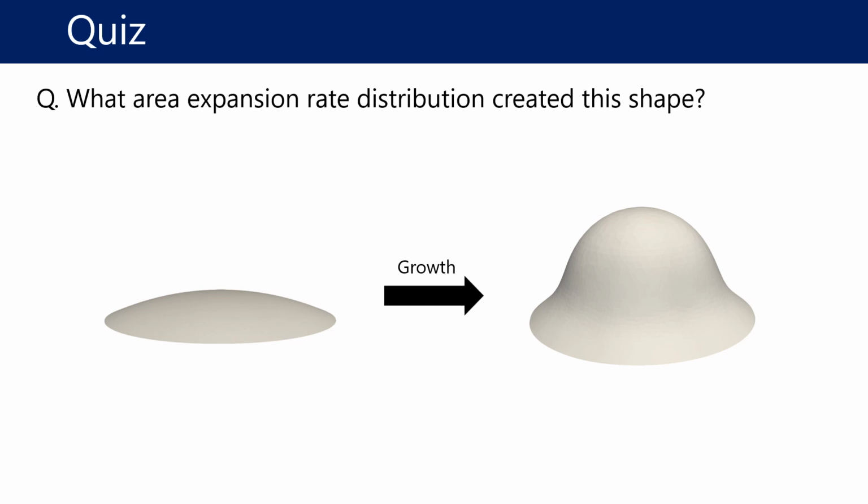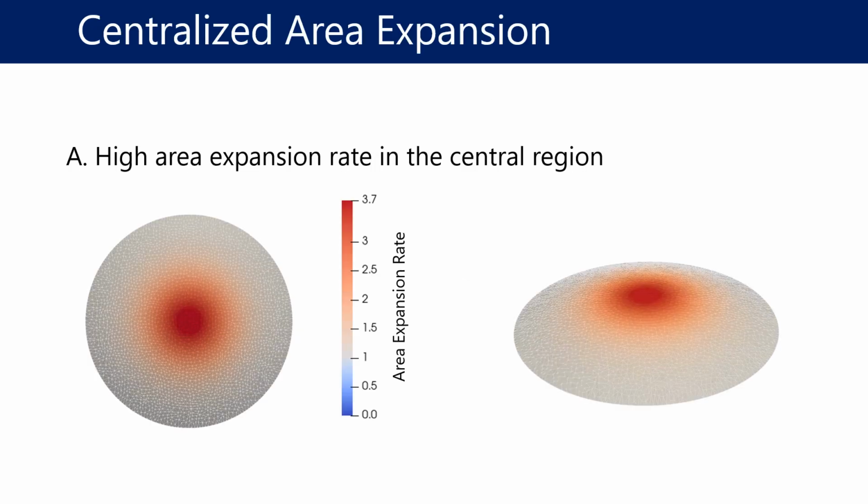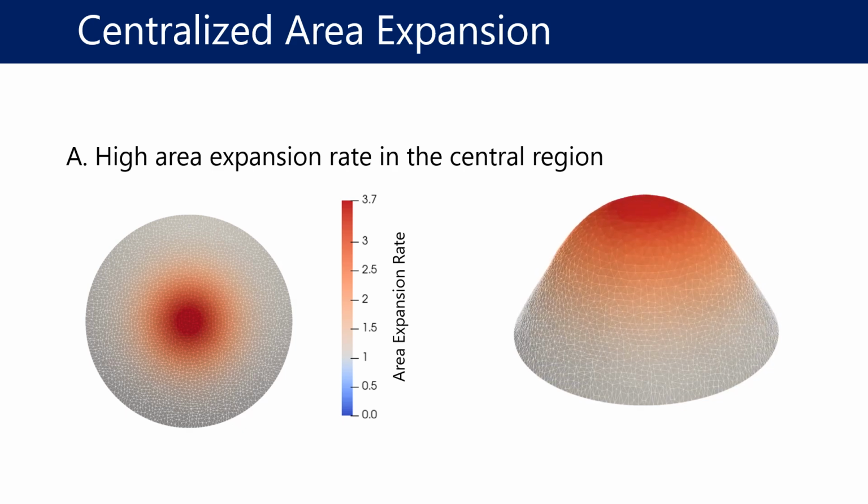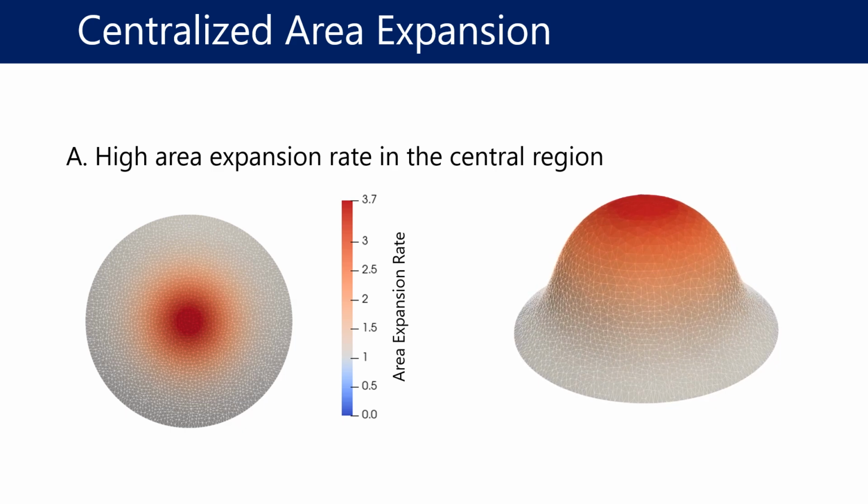For example, look at this protrusion-like shape. What kind of area expansion rate distribution do you think creates this shape? The answer is a centralized area expansion pattern where the central region grows at a much higher rate. When the red area expands significantly, it causes the tissue to form this protrusion-like shape.